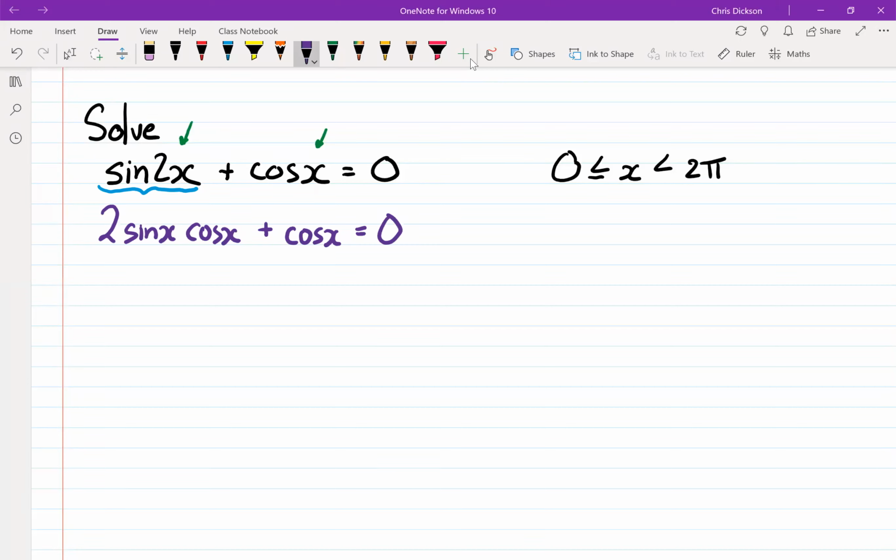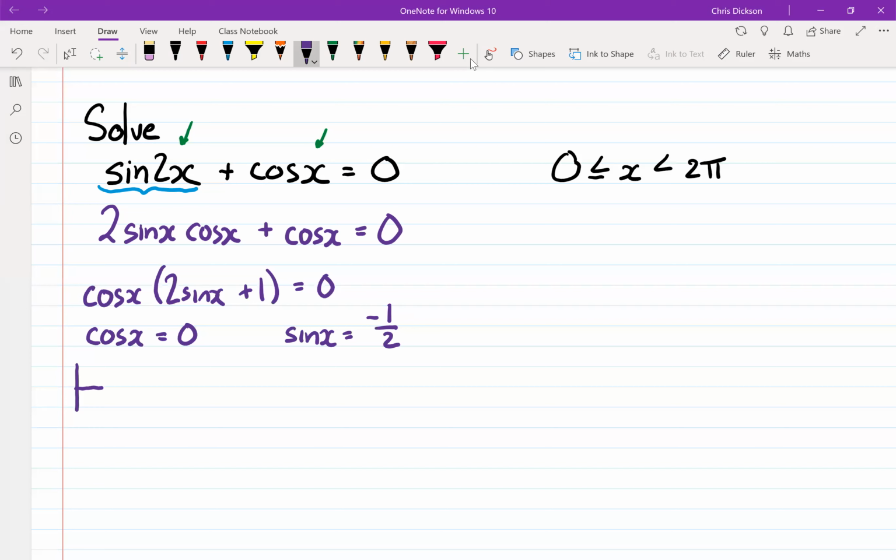So now we get to this stage. So we could factor a cos x out of both terms. And that would leave us with 2 sine x plus 1 is equal to 0. So we solve for the two trig terms. We get cos x is equal to 0 using the zero product rule. And the sine of x is equal to, when you bring the 1 over, -1, and then divide by 2, -1/2 here.